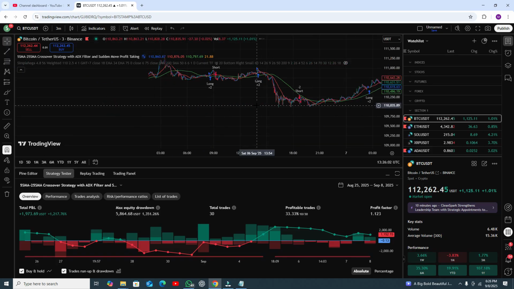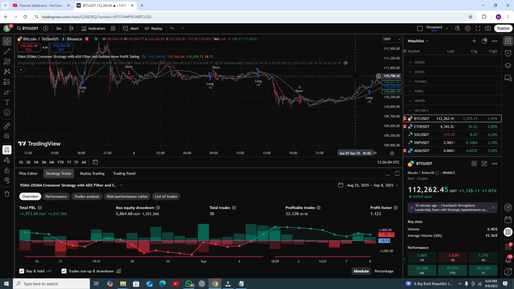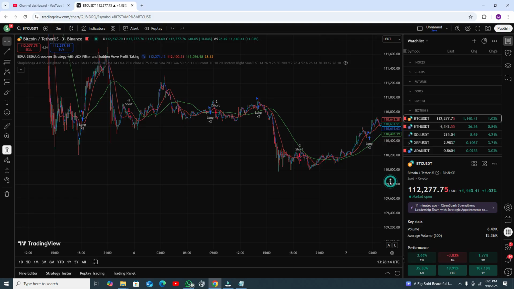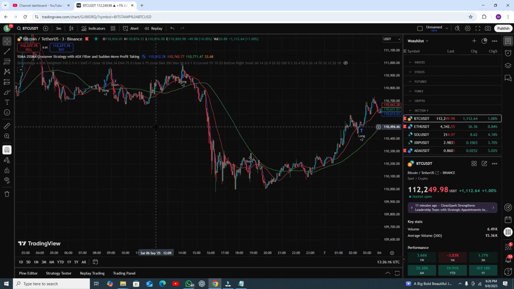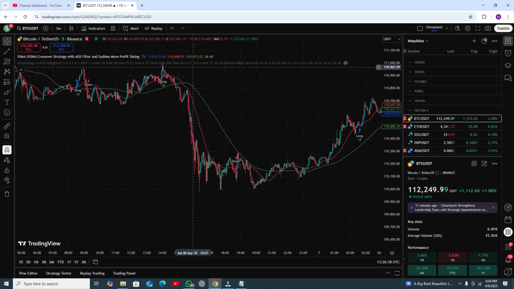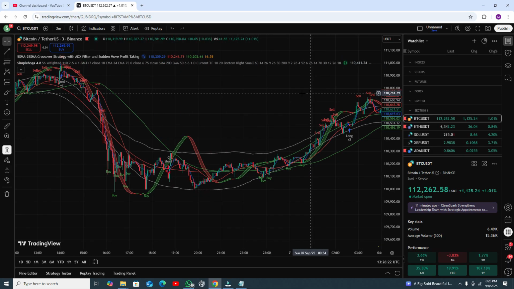Okay, but I will add a second indicator, and the second indicator will take this accuracy from 33% to 90%. How? I will show you. Here, first you have to see the accuracy is not good, but I will add the second indicator, and now the result is very good.